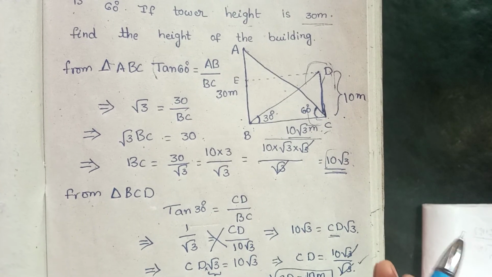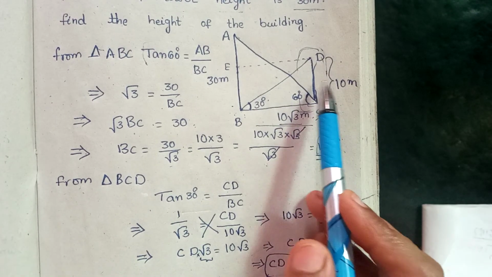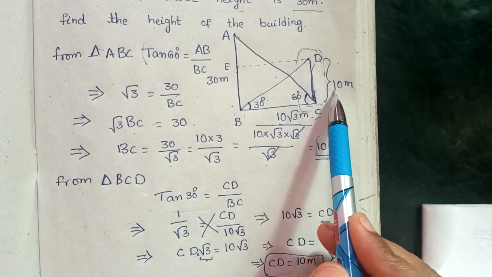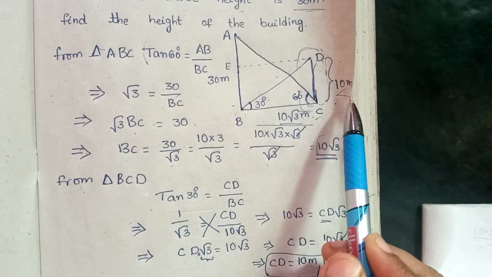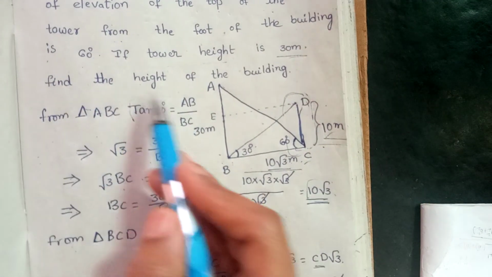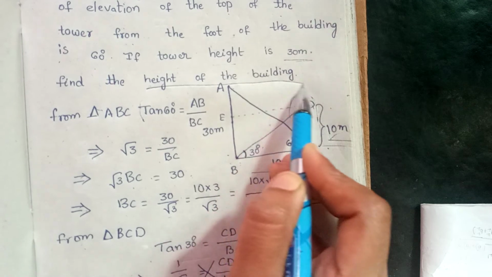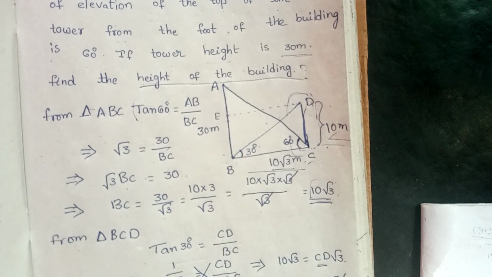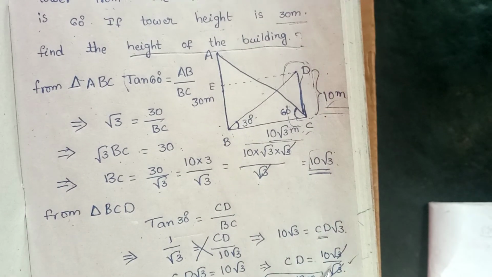CD is nothing but the building height. From the diagram we can observe the CD, that is nothing but the height of the building. In the problem also they asked only to find the height of the building. This is the height of the building. It is 10 meters.